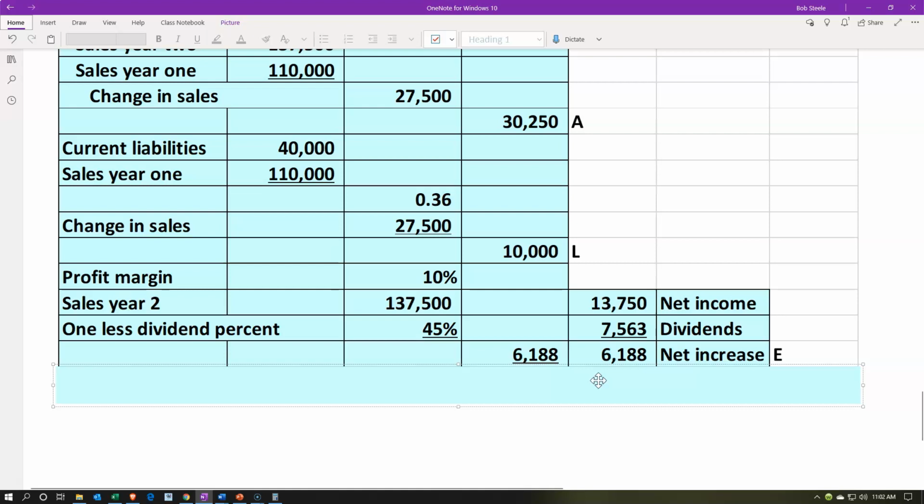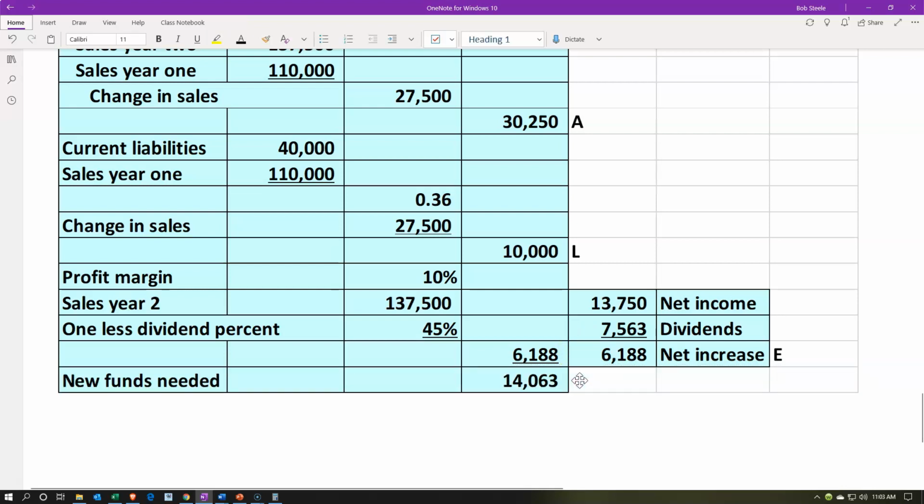So now we're going to say, all right, our assets are going to increase by the 30,250. That needs to be financed either by the liabilities or equity. The liabilities are going to finance 10,000 of it, and the equity, after we pay out the dividends of the 7,563, is only going to finance the 6,188 of it. Therefore, we're going to need new funds of 14,063 in order to fund this 25% increase.